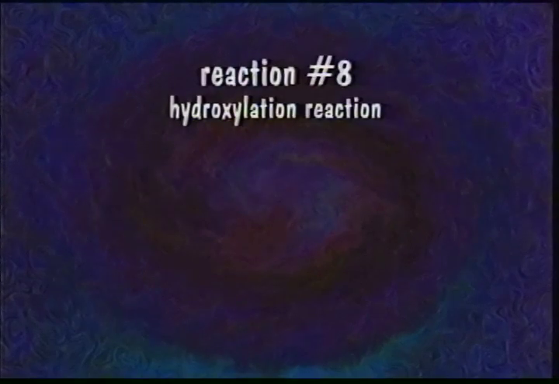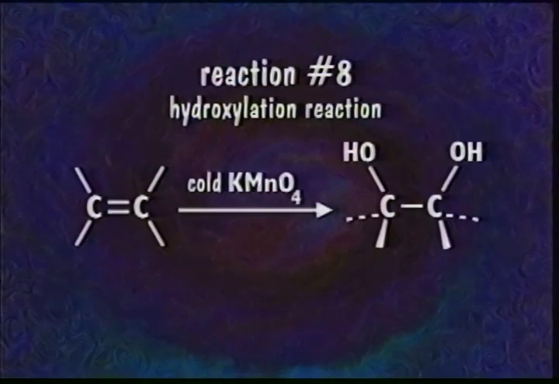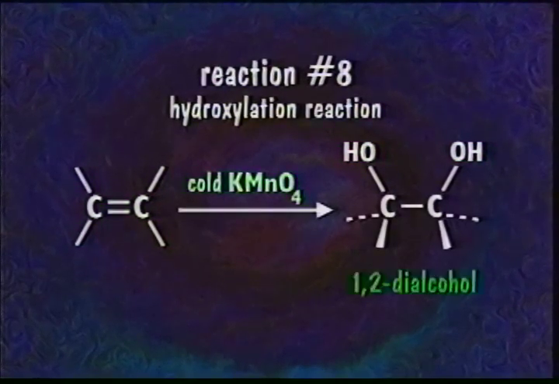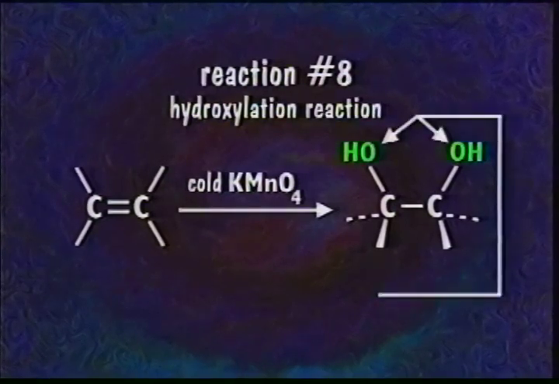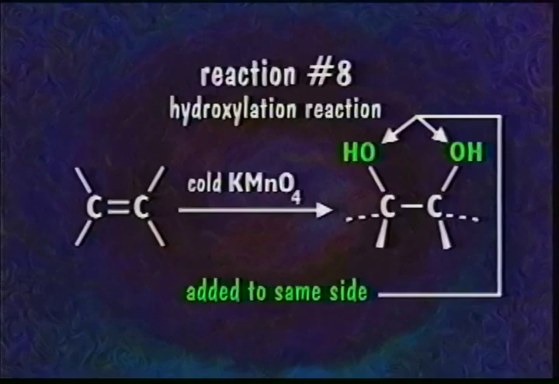We can also hydroxylate an alkene, which involves adding OH groups to the double bond of an alkene. In a hydroxylation reaction, 2 hydroxyl groups are added to an alkene by cold potassium permanganate, forming a 1,2-dialcohol or 1,2-diol. The 2 hydroxyl groups are added on the same side of the alkene double bond, which is syn addition.